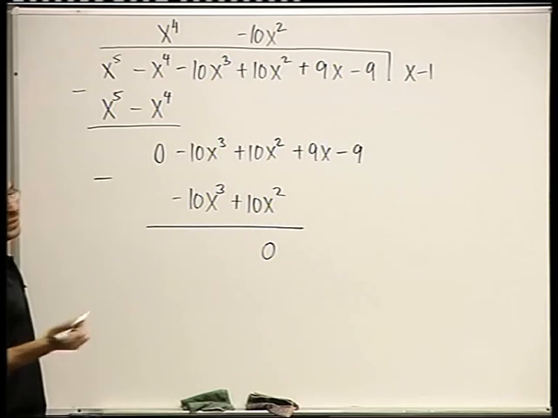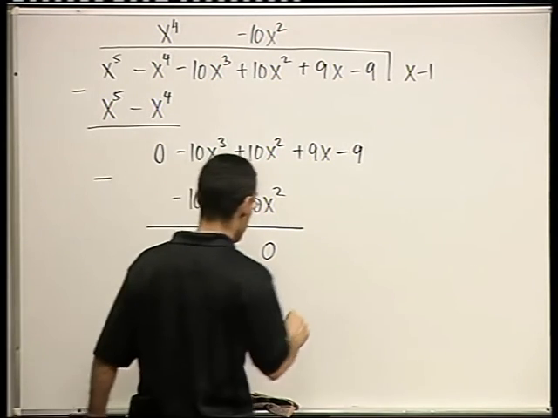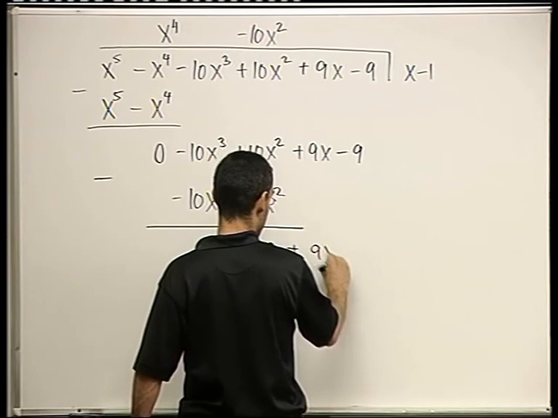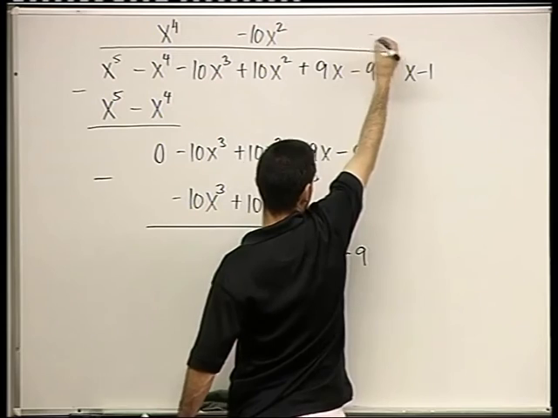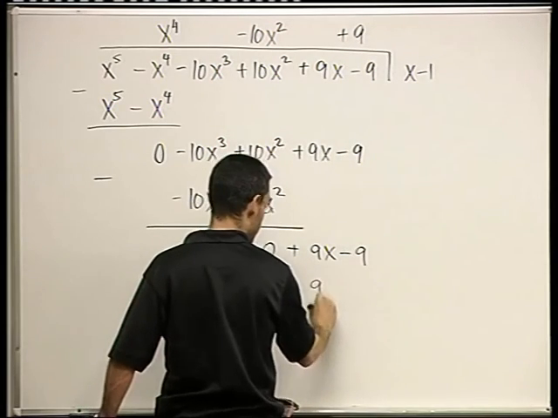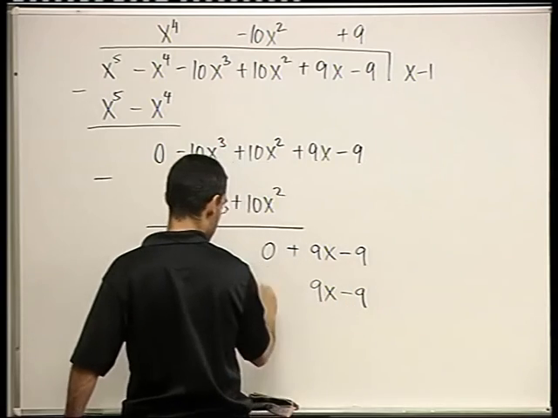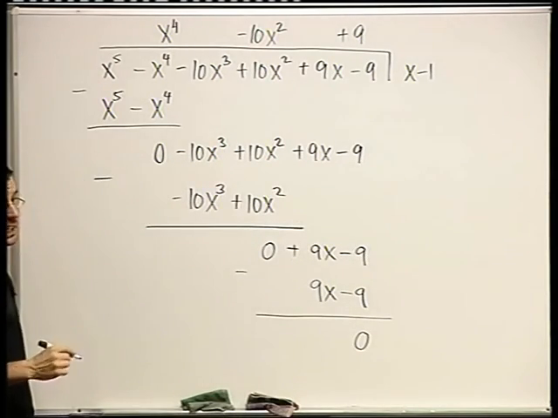This is a very easy example of long division. Sometimes it can get a bit messier. And then I have plus 9x minus 9. Dividing this by x, I get plus 9. And multiplying back, I get 9x minus 9. And I get that there's no remainder. It divides perfectly. I knew that.